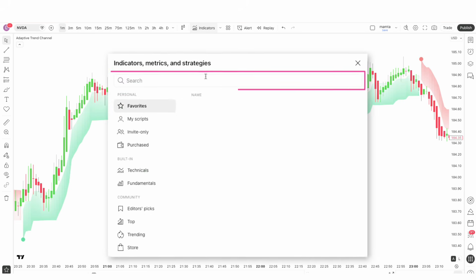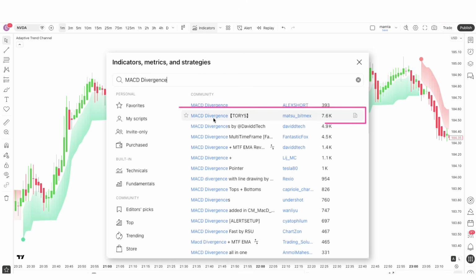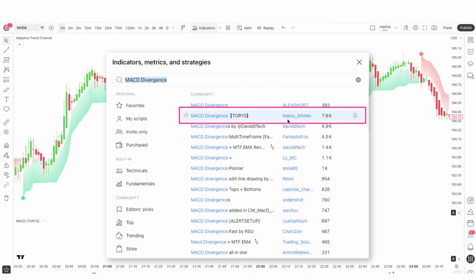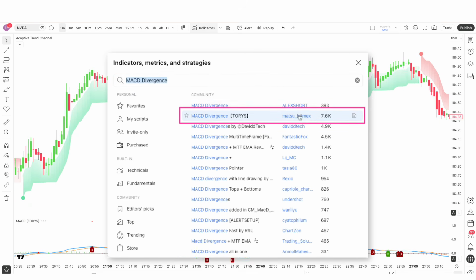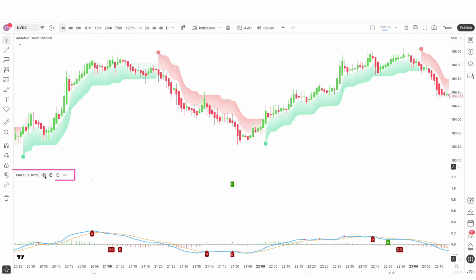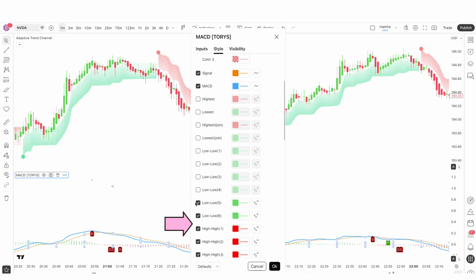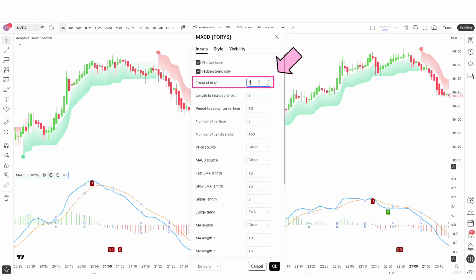Let's go to the Indicator Search tab, type MACD Divergence, and select the one called MACD Divergence, created by Matsu.bitmex. Now let's access the settings of this indicator so we can modify it to suit our strategy. We have to keep these options hidden. We change trend strength from 0.4 to 2, and everything else is fine after that.